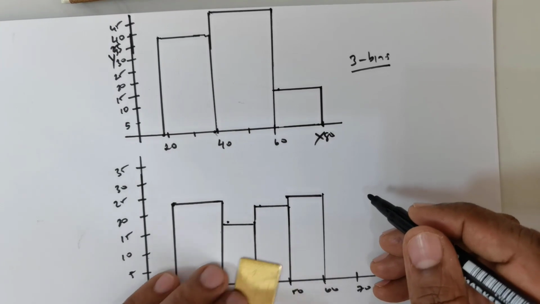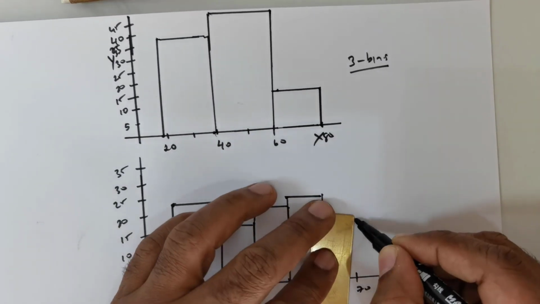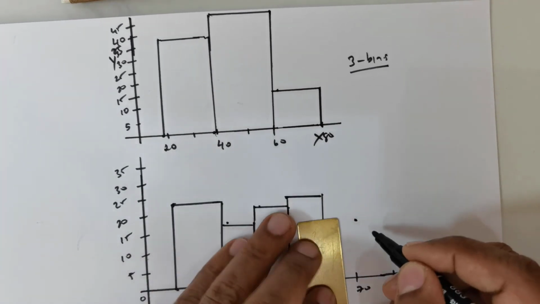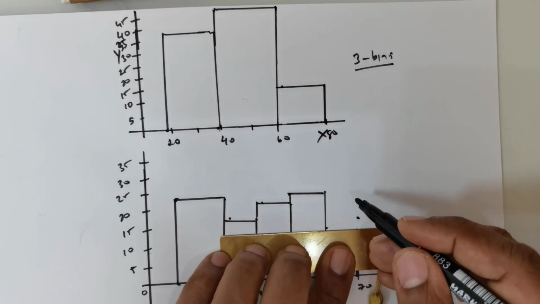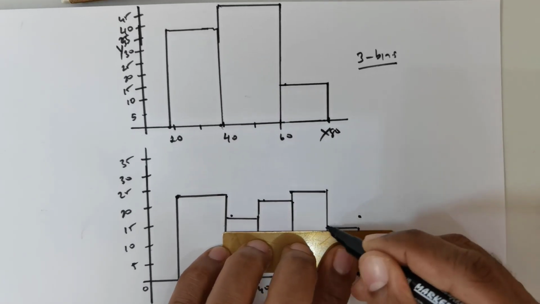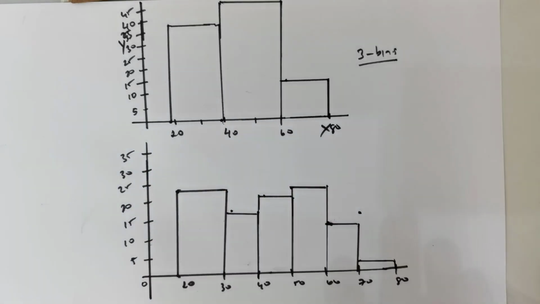And 60 to 70, 13 people are there. 13 people over here, same thing, 13. And then 70 to 80, 3 are there. So this is the histogram.